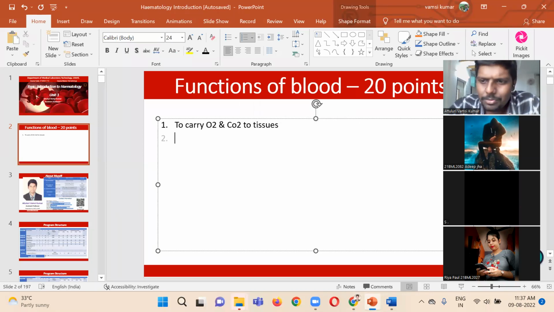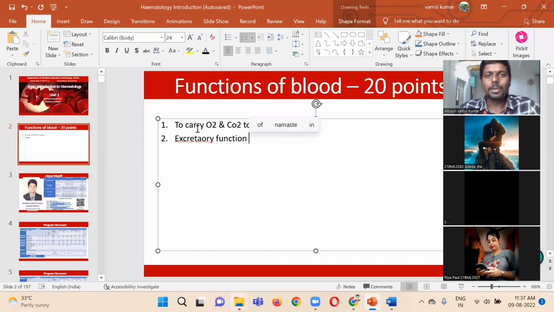Is there any other function of blood? Is only carrying oxygen and carbon dioxide the function of blood? Can you tell me other functions of blood? I need 20 points. Excretory function, okay.